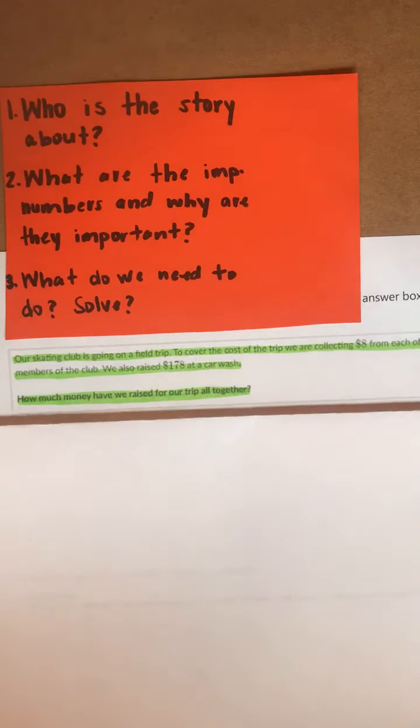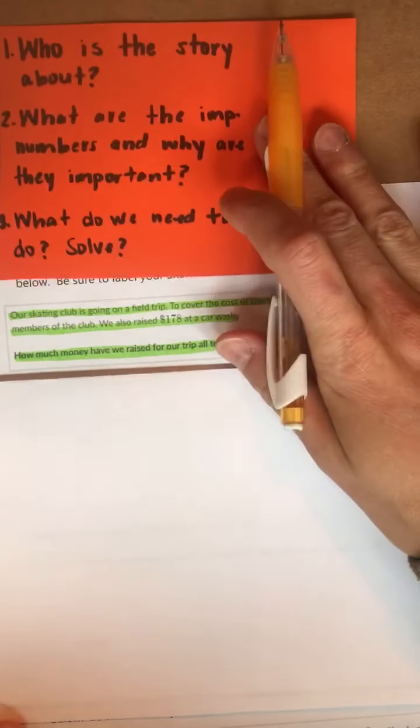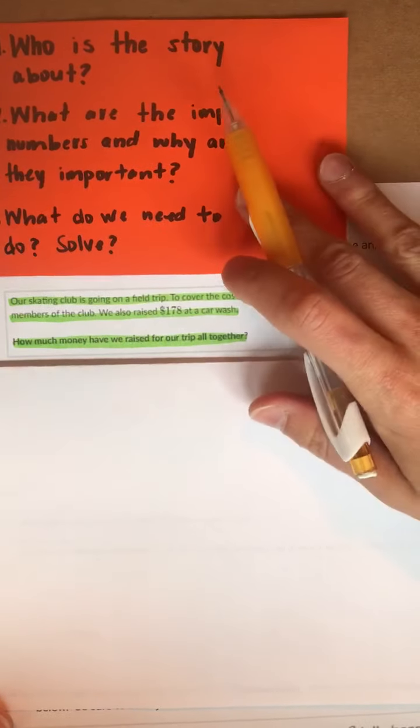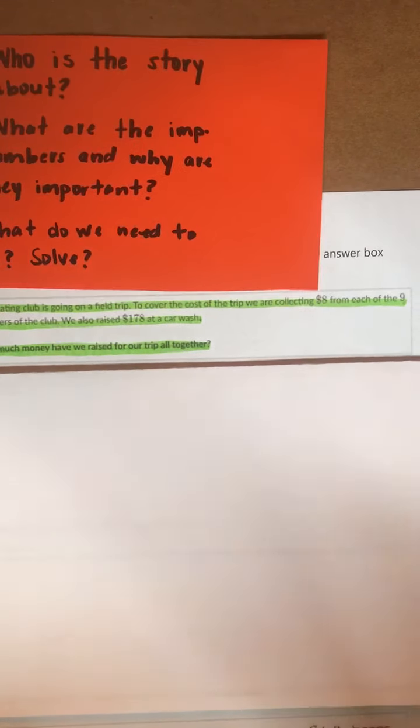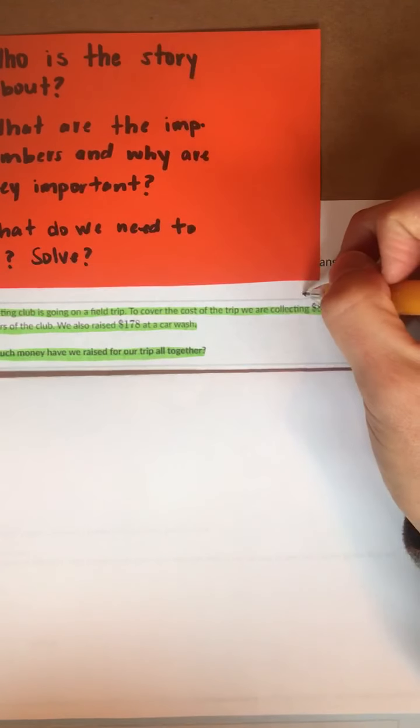Okay, friends, great job working on your 3 reads. Let's take a look at the question again together. Our skating club is going on a field trip. To cover the cost of the trip, we are collecting $8 from each of the 9 members of the club. So that right there tells me that I have to do something.